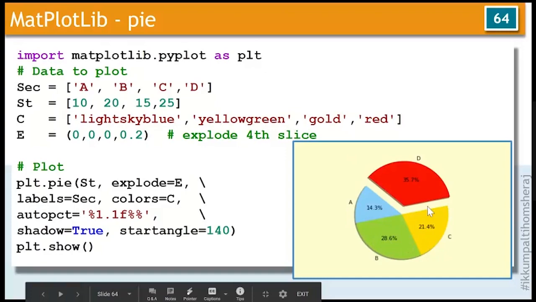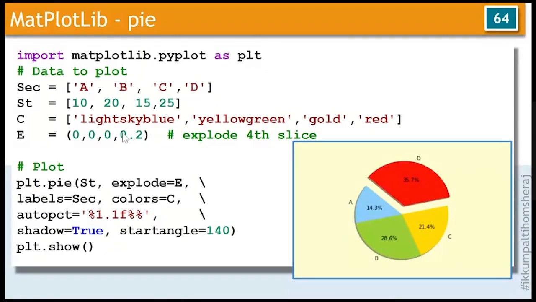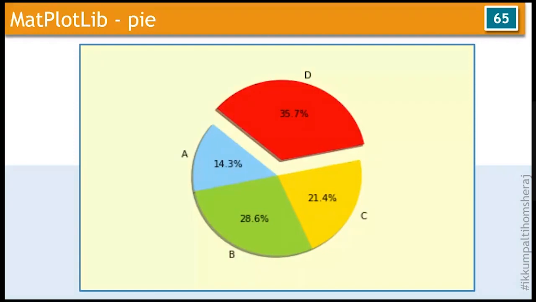So you can see here the explode is on the 4th value, which is exploded. If I write 0.1 here, there will be a little less distance between the center and this particular exploded slice. So this is what it is going to look like.